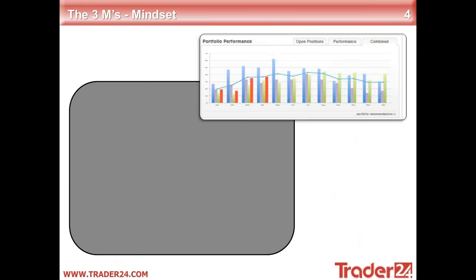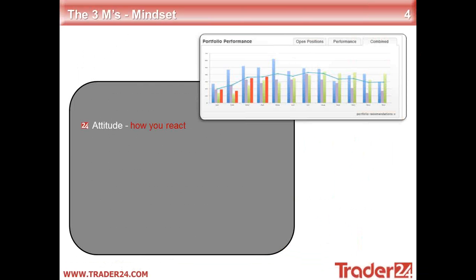All right, so I've got what I call the 3 M's here, and the first one we're going to talk about is mindset. The first thing you need to have is your attitude. How do you react to movements in the market? And how do you react to the money moving in and out of your account? That'll give you a good idea, quite honestly, of what sort of trader you are.